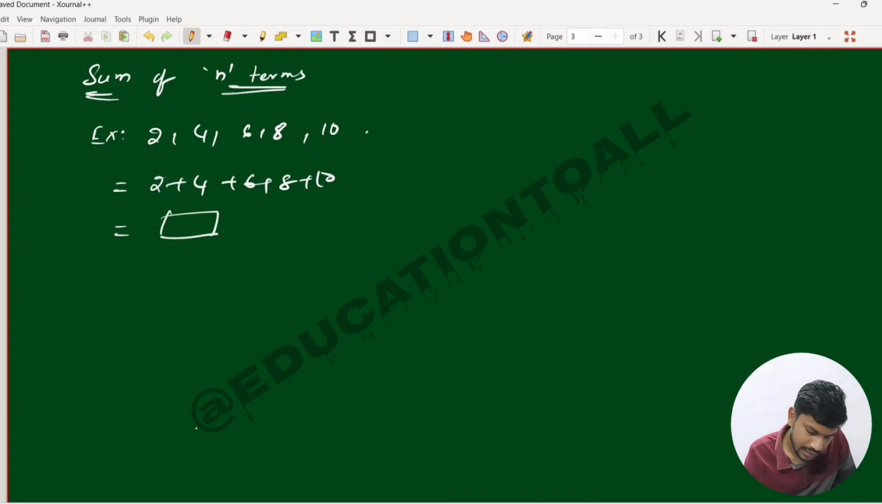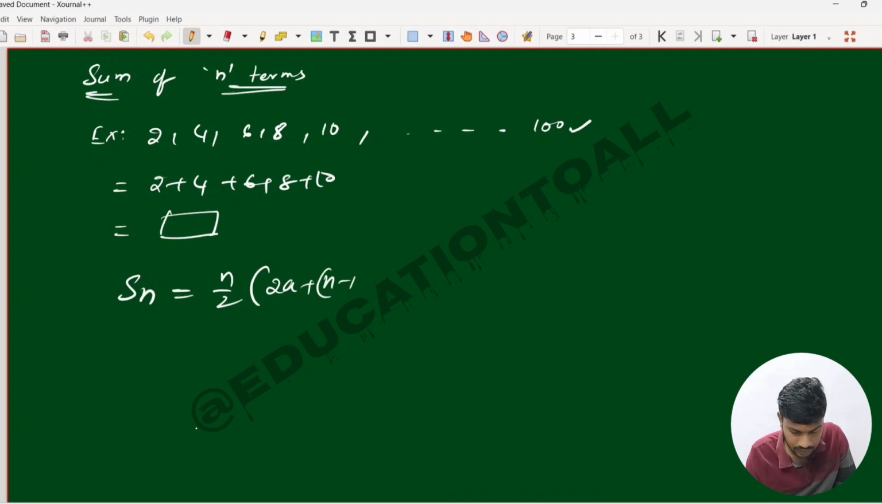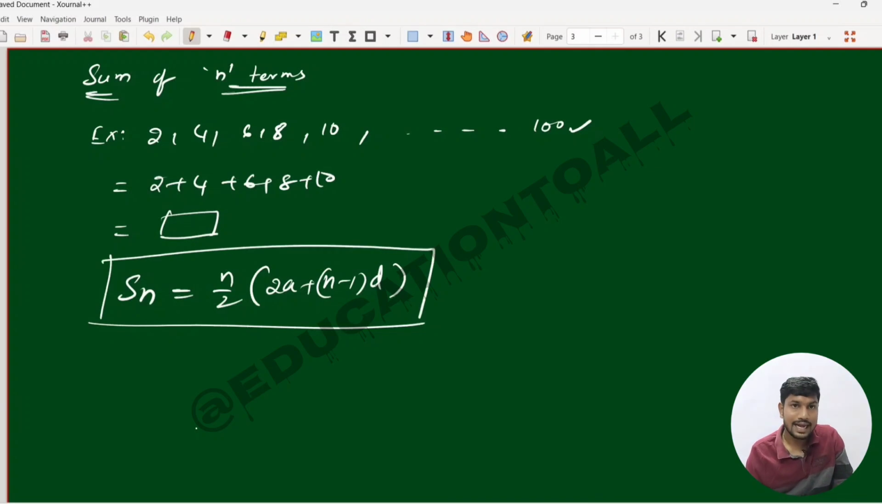If the number of terms are increasing and we have like 100 terms, then we cannot add by taking 2 plus 4 plus and so on together. So for that very bigger calculations, we have a simple formula that is indicated by Sn, where Sn is equal to the sum of the n numbers. The formula is n by 2 into 2a plus n minus 1 into d. This is the formula to find the addition of a number of terms.